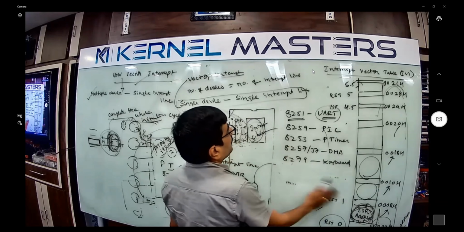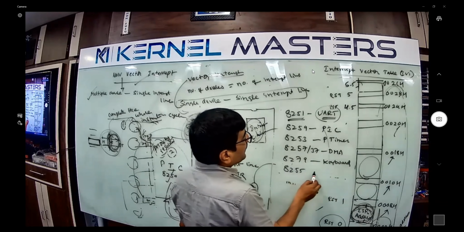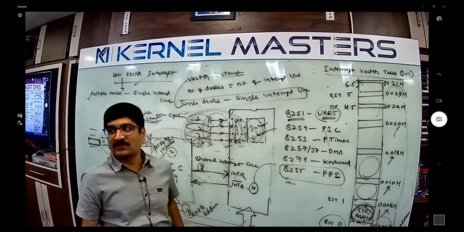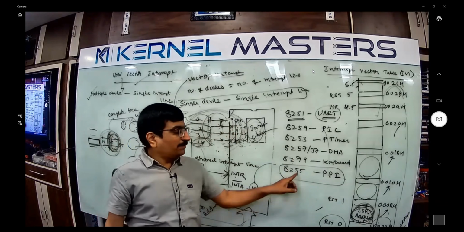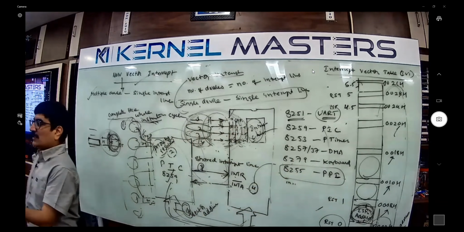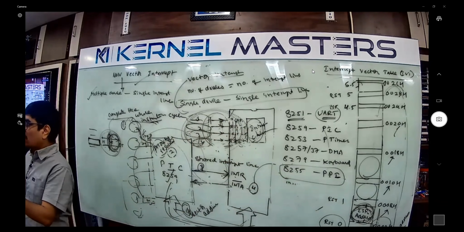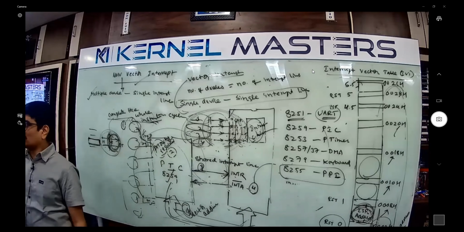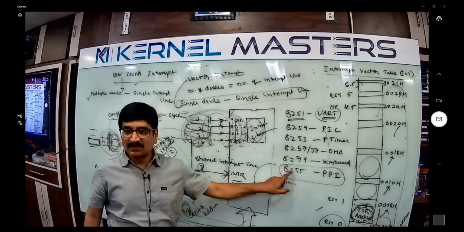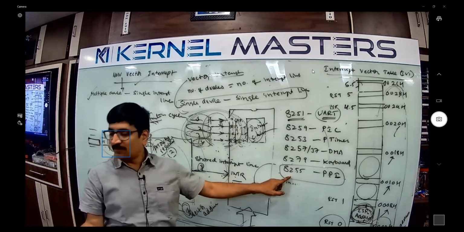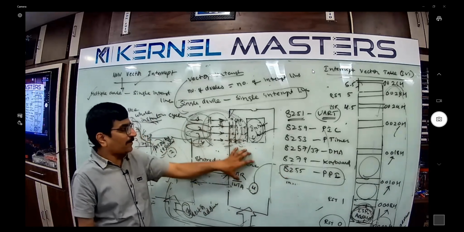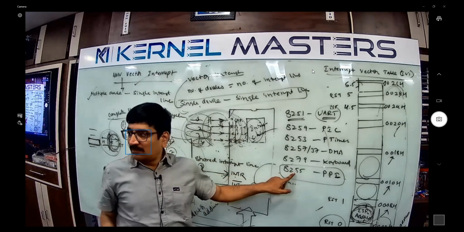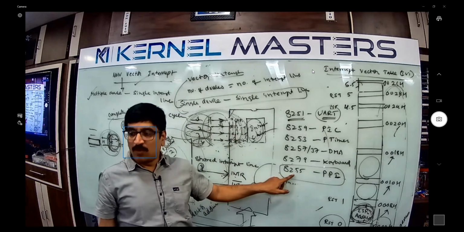8279, there are so many. 8255 is the programmable peripheral interface, very, very important. On 8255 you can connect LEDs and switches. You program port A, port B, port C like that. All LEDs and switches, the devices you interface with the microprocessor. Switches, the matrix keypad, keyboard, a 4x5 matrix keypad.